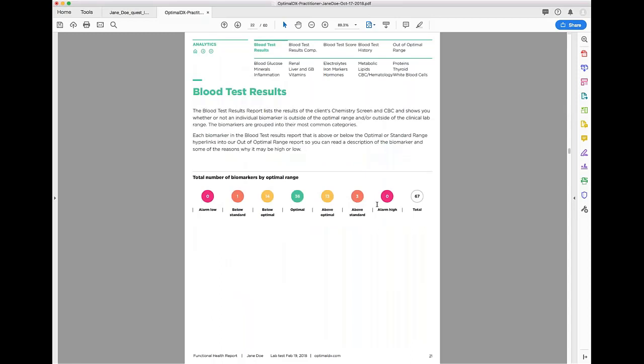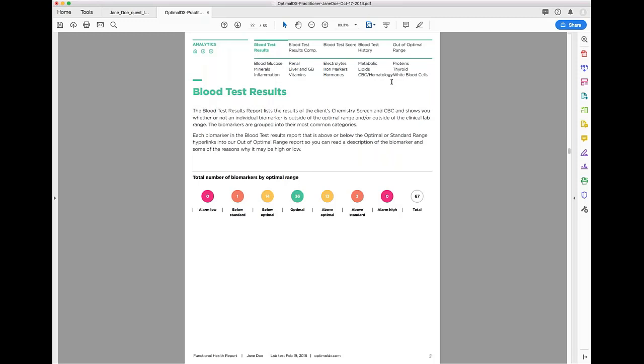So we can take a look at, we ran 67 biomarkers, 36 of them were optimal, 13 were above optimal, 14 were below optimal. She had one below standard. And because we use an aggregation of standard ranges, she actually had 3 that were slightly above standard, but she has no alarm ranges. We can also jump into specific areas of the blood test results themselves.